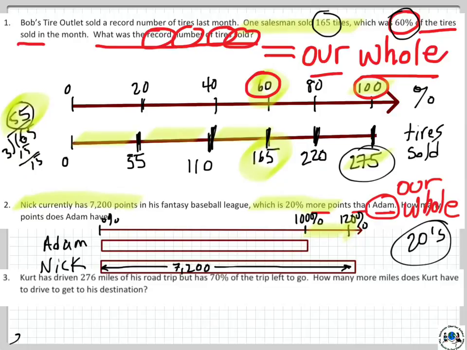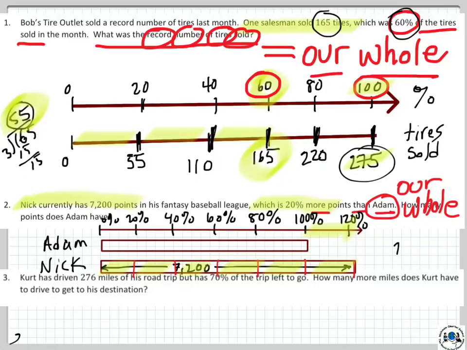You can see a natural division, an equal segment, is very apparent here because 100 to 120 is 20%. Therefore, we split our percent number line into 20% pieces. All the way up to Nick's box there are 6 of those, and Adam's box, of course, has only 5 of those 20s. And there's Nick's.